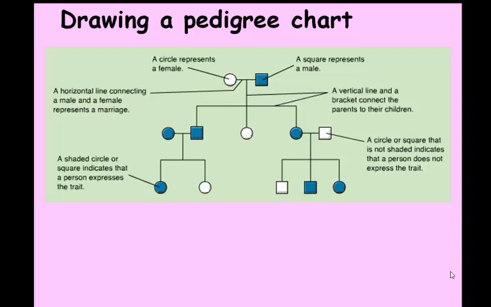Then if you see individuals that are shaded in versus not shaded in, the individuals that are shaded in are the ones that actually have the trait. Those that aren't shaded in don't have the trait.